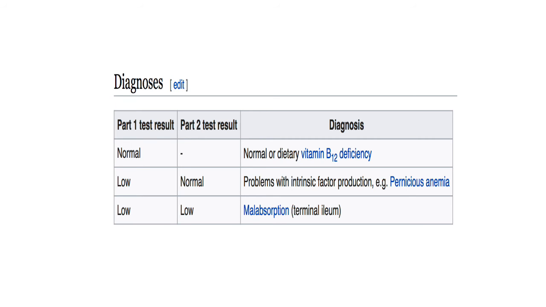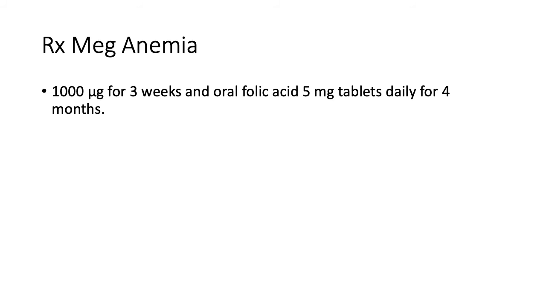If part 1 is low and part 2 is also low, it means malabsorption, that is terminal ileal absorption is decreased because of bacterial overgrowth. How do you treat megaloblastic anemia? 1000 micrograms for 3 weeks and oral folic acid 5 milligram tablets daily for 4 months.